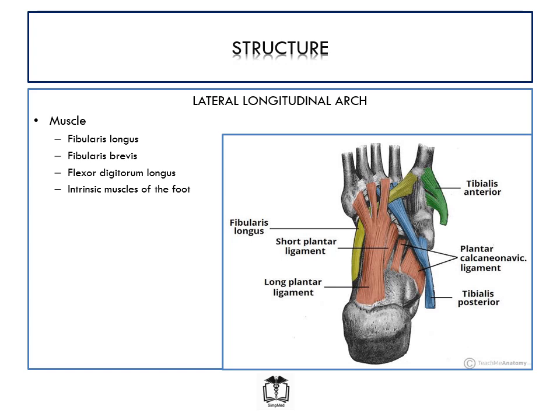In terms of muscular components, the muscles involved in forming the lateral longitudinal arc include the fibularis longus, fibularis brevis, the flexor digitorum longus, and the intrinsic muscles of the foot.